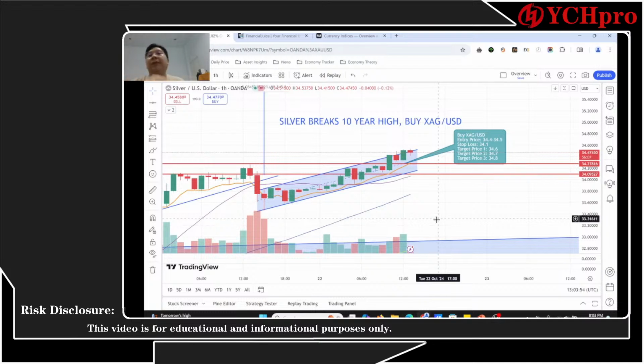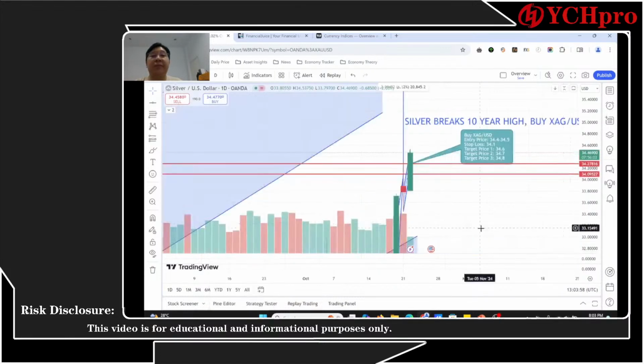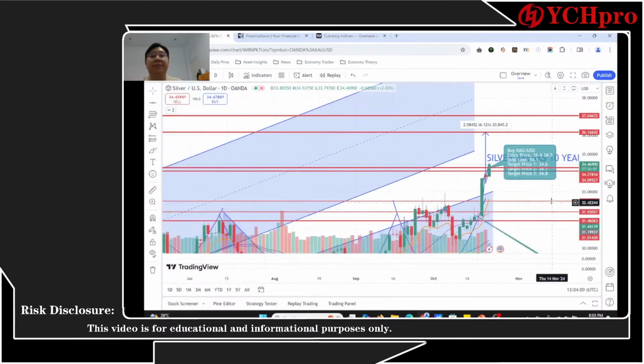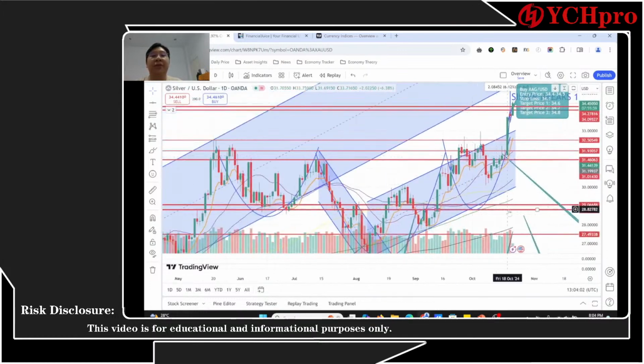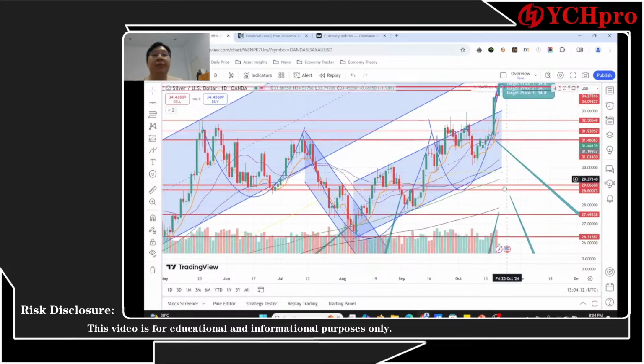But overall, we are still seeing very good signs that the silver market is building up this cup and handle formation, as you guys could have seen, inverted head and shoulder and cup and handle formations. So it's a very good sign of the market, showing that the silver market is quite bullish for now, guys.